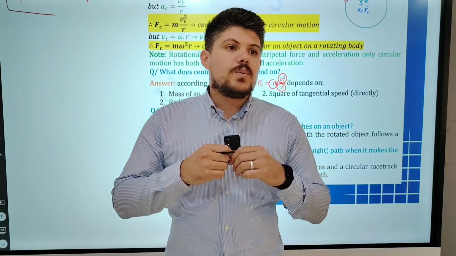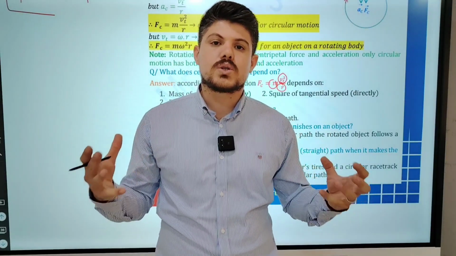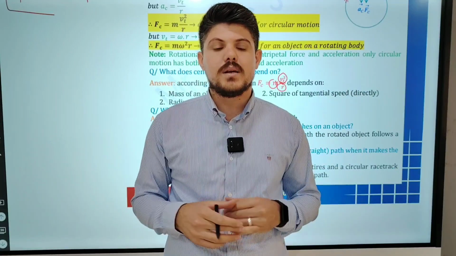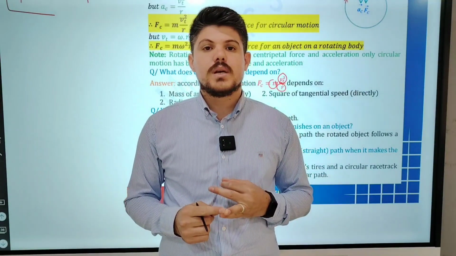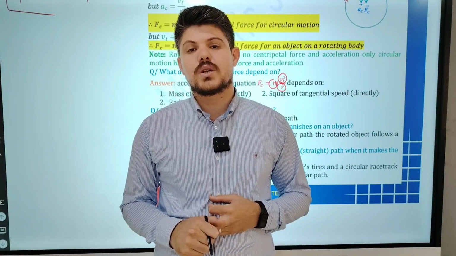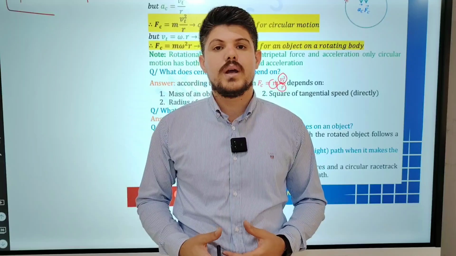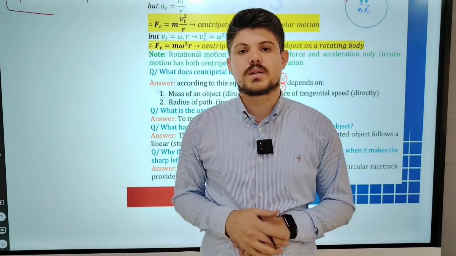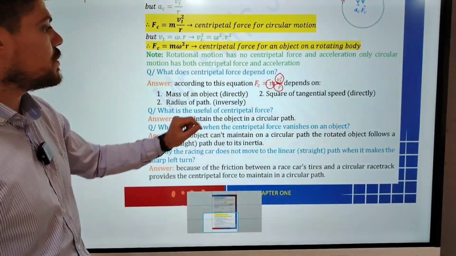So, we have many sources of circular motion that maintain an object in a circular path, such as the tension force, the gravitational force, and the static frictional force between the tire of the car and the road. We have many other sources of the centripetal force that we will discuss later in detail. So what is the use of the centripetal force?